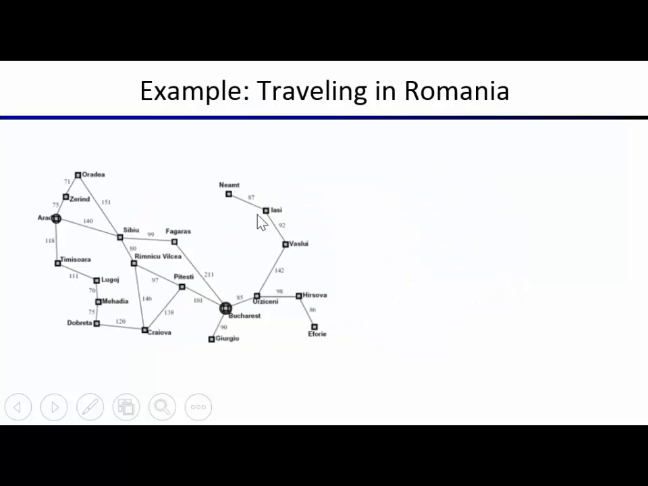So let's take a look at an example. Let's say you want a route. This is a map of Romania. Let's say you start over here in Arad, and maybe you want to get to Bucharest, right? So this is a planning problem. We want to find the path.